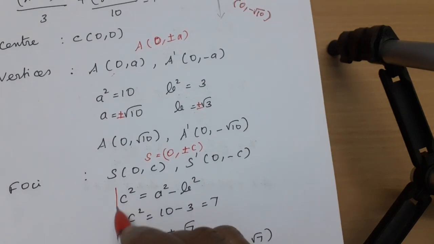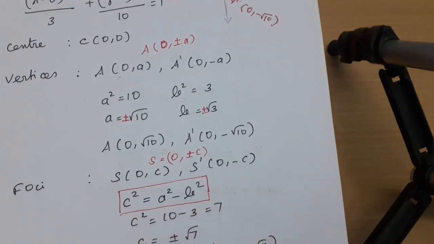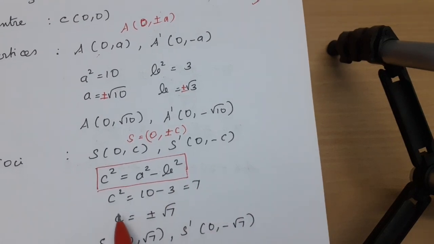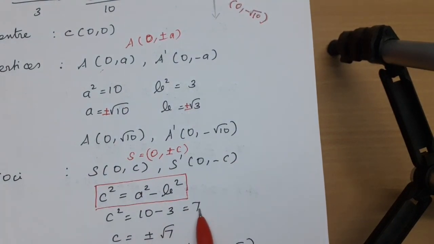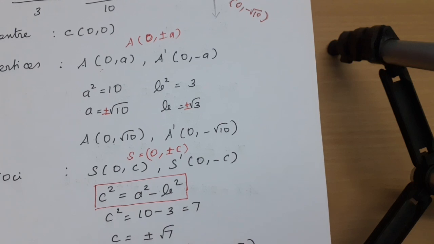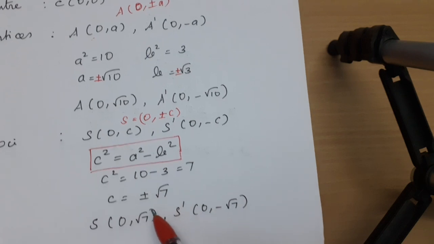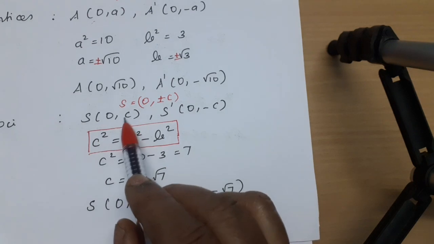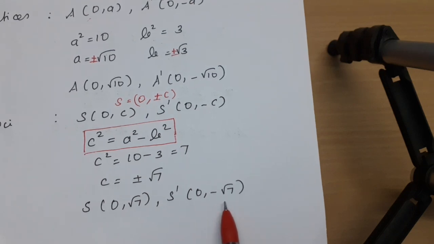Remember the formula: c square equals a square minus b square. Now, what is our a square? A square equals 10, b square equals 3. 10 minus 3 equals 7. C square equal to 7 means c equals plus or minus root 7. So what is our focus? The foci are S of 0 comma plus c and 0 comma minus c. Therefore S is 0 comma plus root 7, and S dash is 0 comma minus root 7.